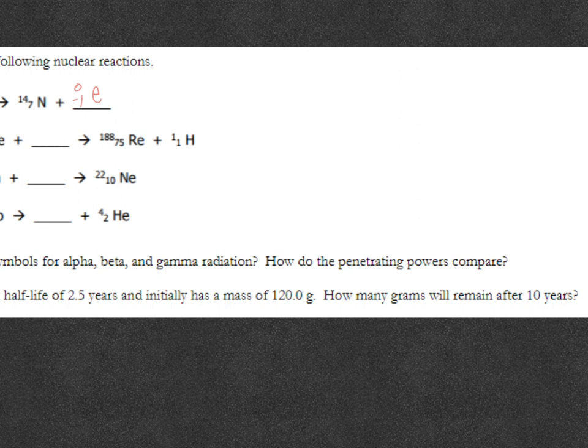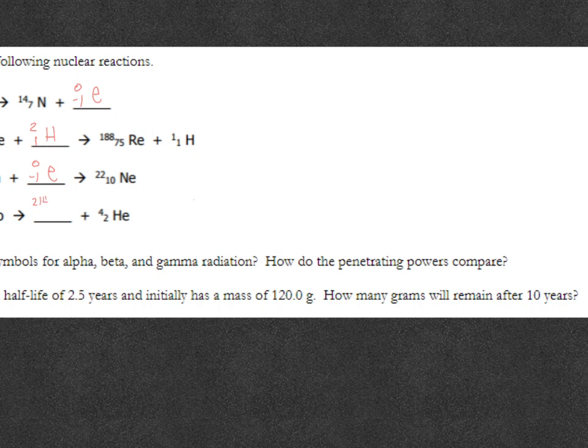The second one, my total on the right is 189. So therefore I have to have a 2 here. Total on the bottom is 76, which means I need to have a 1. 2 over 1, the element that has an atomic number of 1 is hydrogen. Okay, next one. Total on the right is 22. So I have to have a 0 over here. Total on the bottom on the right is a 10. Has to be a -1 because 11 minus 1 is 10. That is also an electron or a beta.